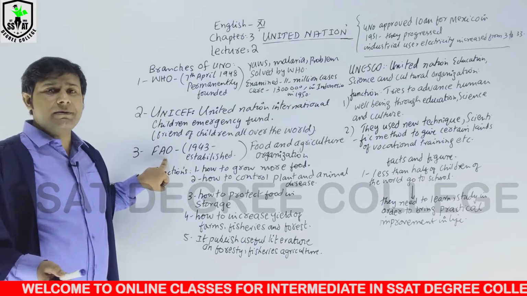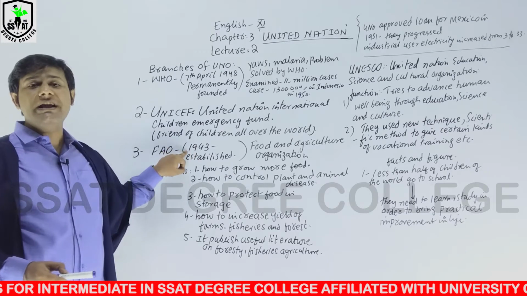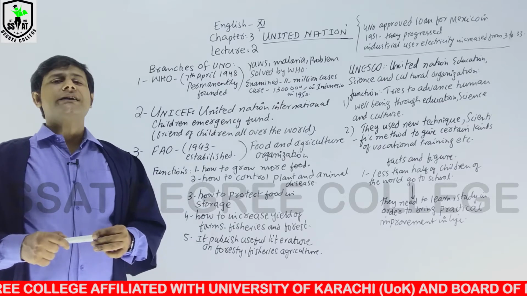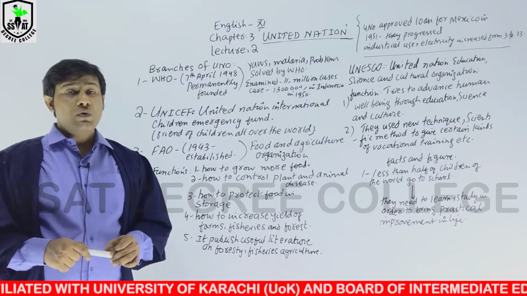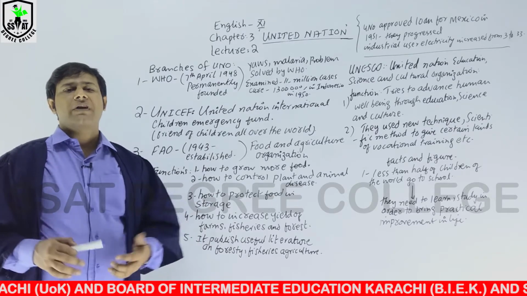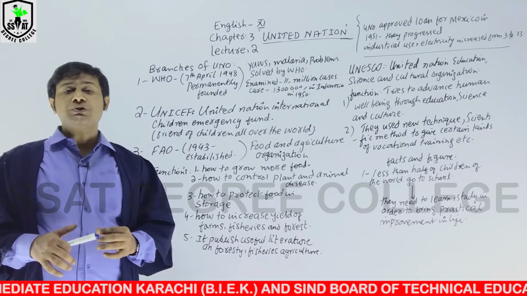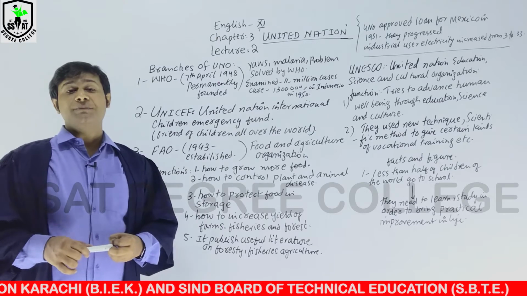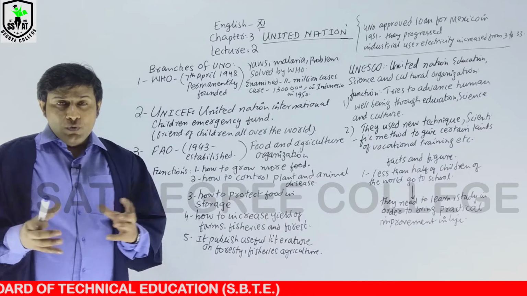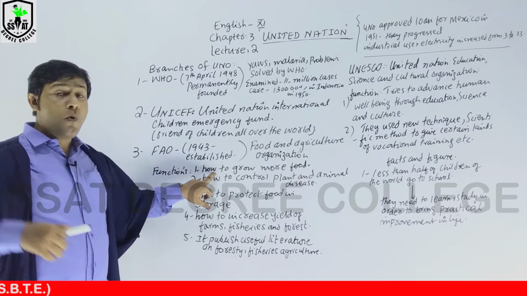Now let's move to the third branch, FAO. FAO was established in 1943. FAO stands for Food and Agricultural Organization. Actually, hunger is the basic problem for FAO. To solve the hunger related issue, to solve the food related issue in different countries of the world, especially in South African countries. And so hunger or food related issues, how to store food, like I have written there, how to grow more food.